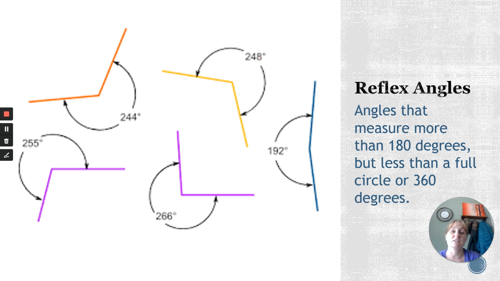So when you look at this one that says 248 degrees, you're starting on this line right here, and you're going all the way around that curve, meaning you've passed your halfway line of your circle and you end up here. And this arrow shows you really nicely that it's more than half, but less than a full circle around. And so that's what's called a reflex angle. So you can see all of these measurements listed around the angles are more than 180, but less than 360.